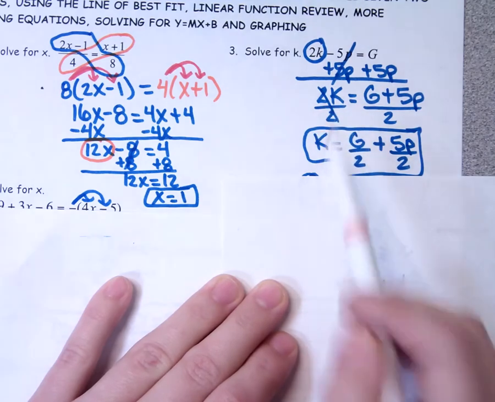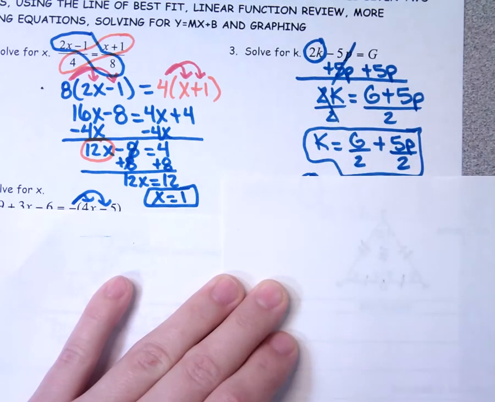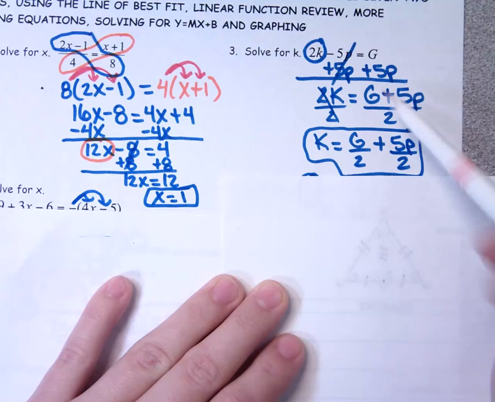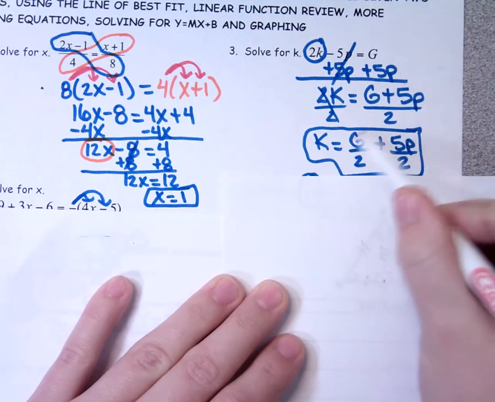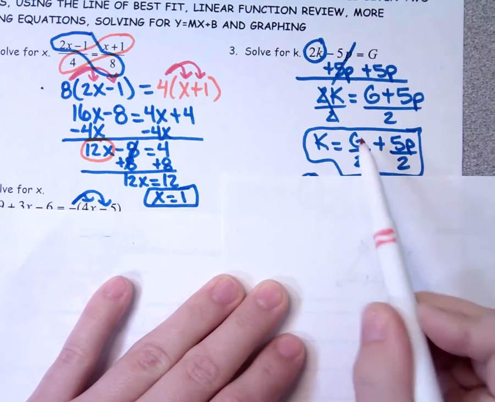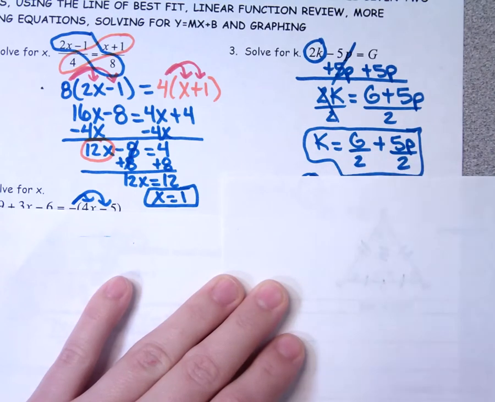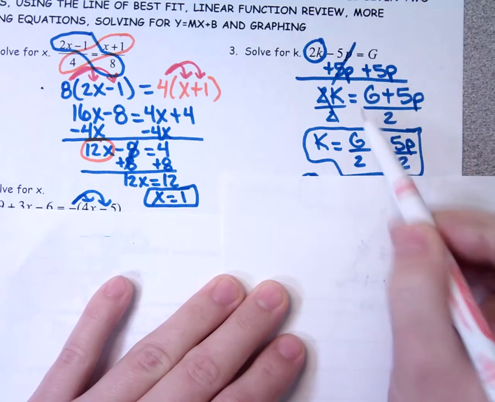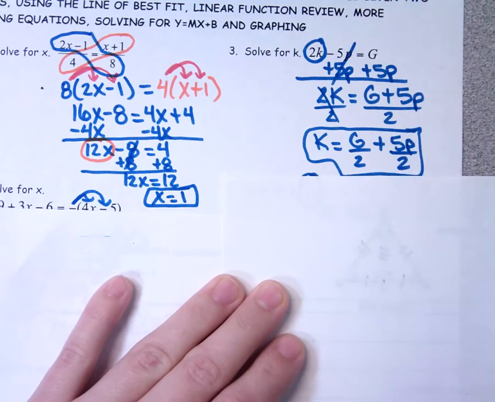And then I undo multiplication with division, so I divide both sides by 2. And then I wrote it in pieces, g over 2 plus 5p over 2. You could have these flip-flopped. This could be 5p over 2 plus g over 2. And since neither of these pieces reduced, you could have left the answer like this if you wanted to: g plus 5p all over 2.